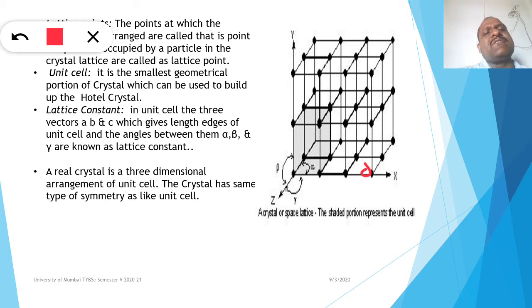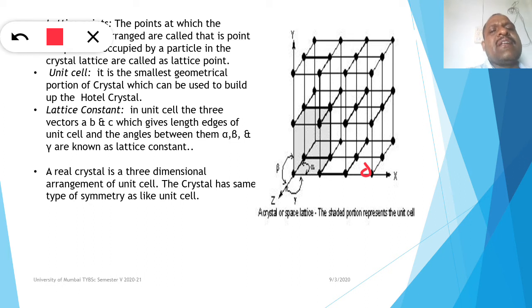Next is unit cell. What is a unit cell? The smallest geometrical portion of a crystal which can be used to build up the whole crystal is called a unit cell. Everybody understood? So as I said, in one crystal lattice, there are n number of unit cells present.